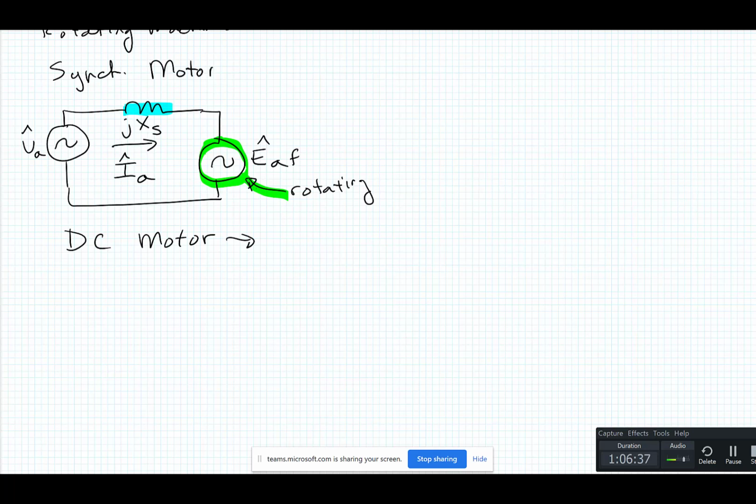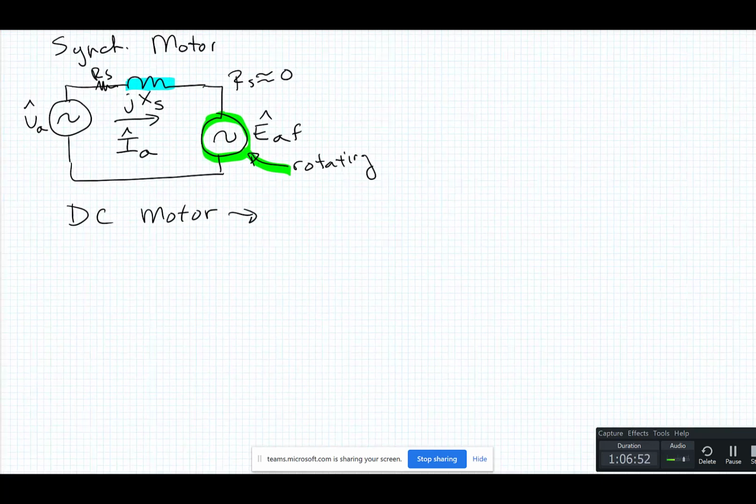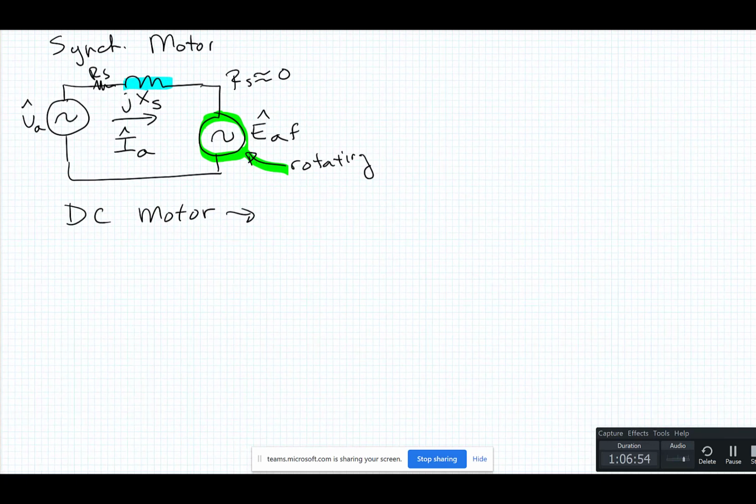Remember that we said there was a resistance, RS, here, but the RS was not very significant, so RS was quite small. We ignored it, but it's there. Now, if we have a DC machine, we have the same thing going on.